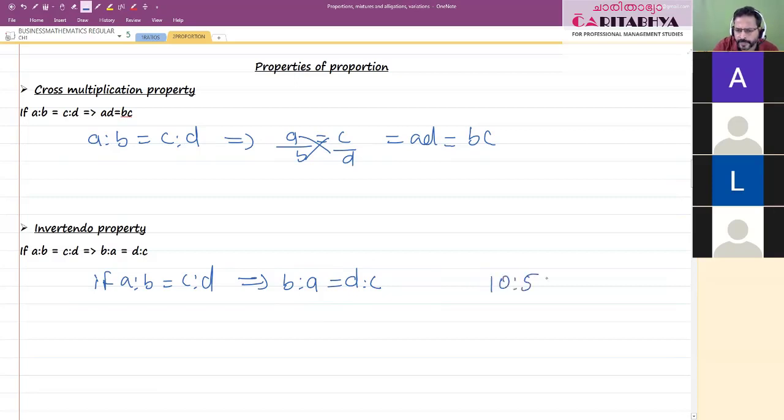10 is to 5 equal to 2 is to 1. 10 is to 5, the simplified form is 2 is to 1. Okay.